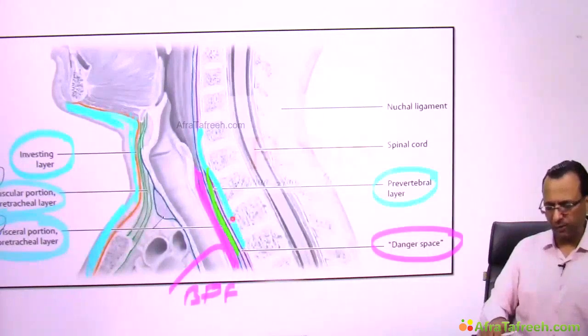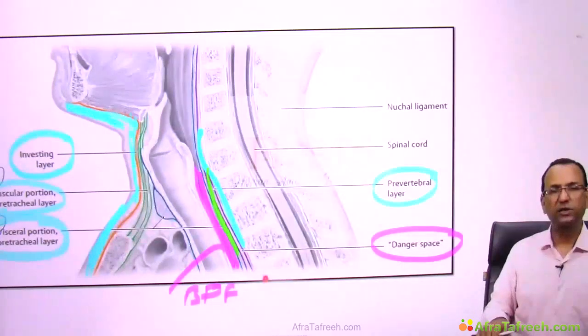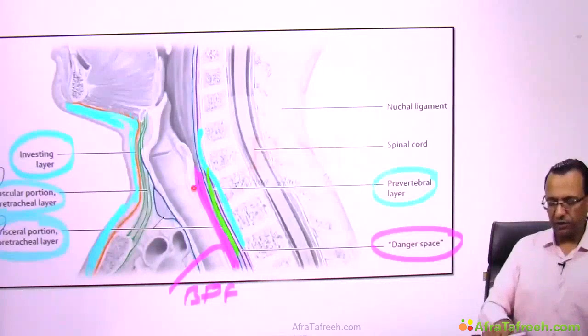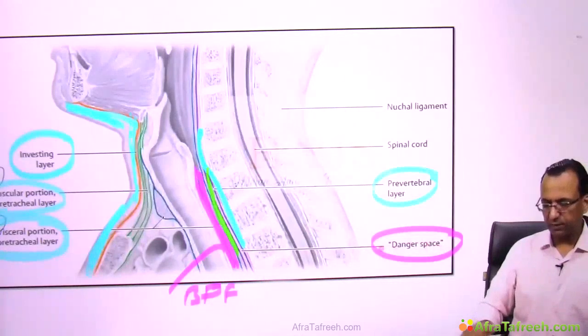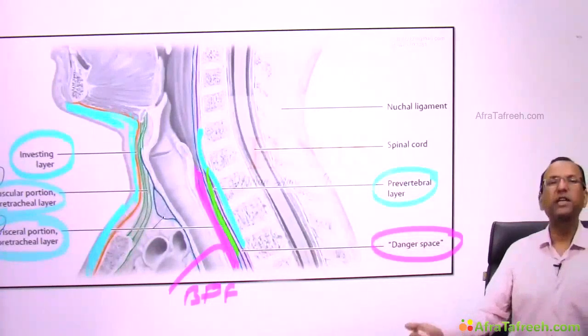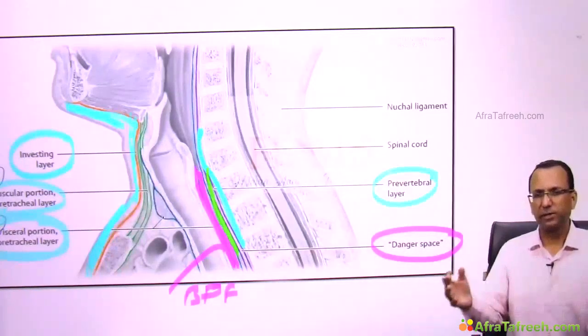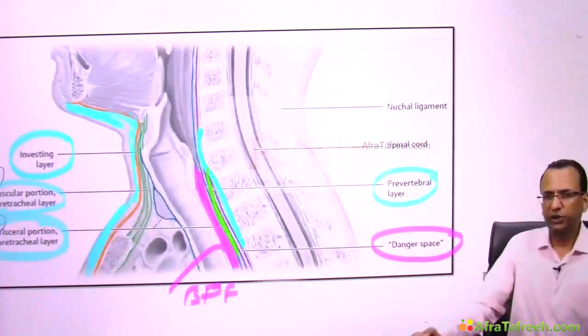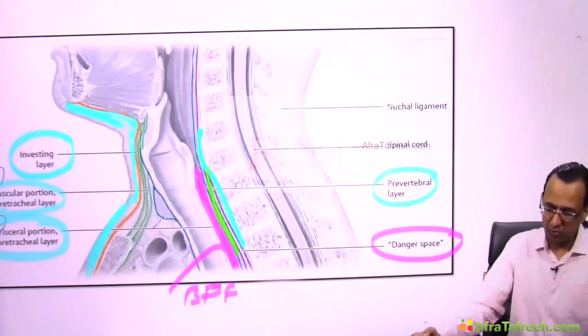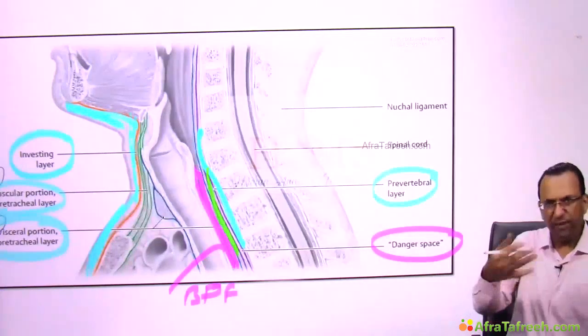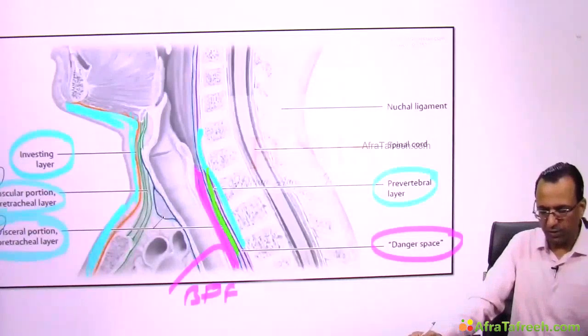Why is this danger space continuous with the mediastinum? Yes, neck infections can move into the mediastinum through this danger space. So that is a potential space. Basically, it's a potential space. It is not actually seen, but it can be distended by pus and move into the mediastinum. So that was a brief overview, but we have to discuss more details now.